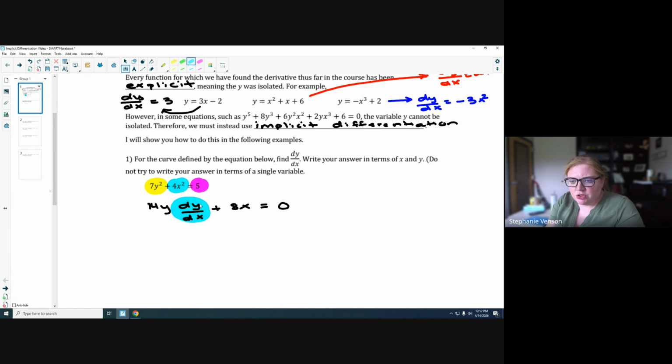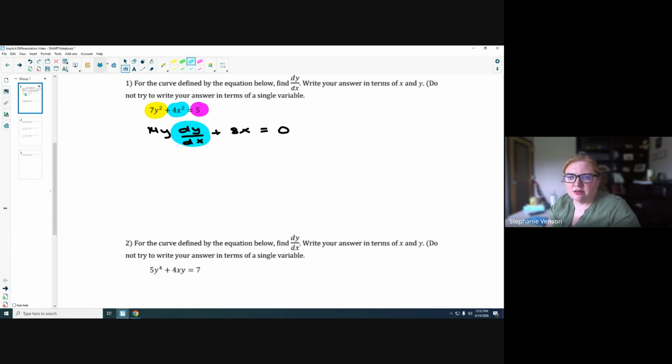Okay, so the first thing I'm going to do is bring my screen down just a little bit. It's easier to write when it's higher. Okay, the first thing I'm going to do is take this 8x here and move it over to the other side with subtraction. So this will become 14y dy/dx equals negative 8x.